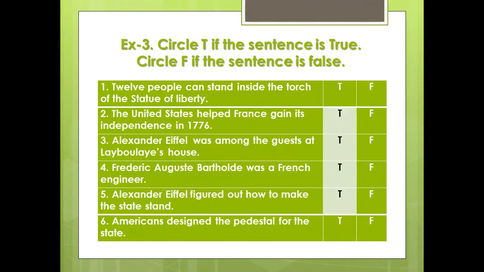Exercise number 3. Circle T if the sentence is true. Circle F if the sentence is false.